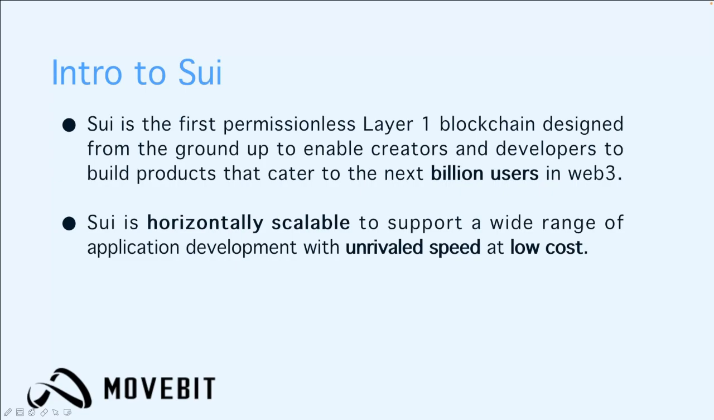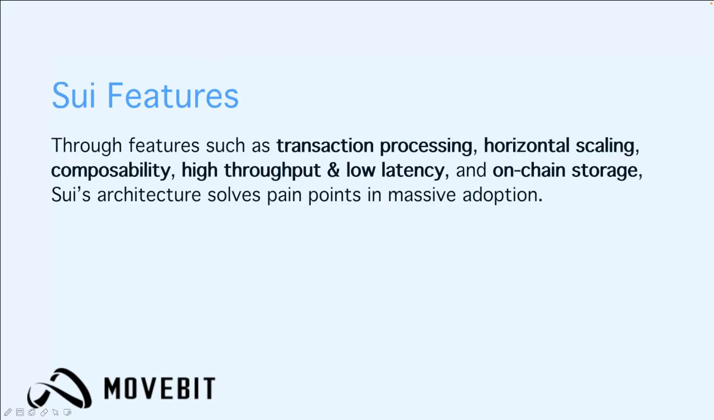Sui is a permissionless layer 1 blockchain designed to be both developer and user-friendly. It is horizontally scalable to support a wide range of application development with unrivaled speed at low cost. Next, we'll introduce some novel features of Sui, such as transaction processing, horizontal scaling, composability, high throughput, low latency, and on-chain storage. Sui's architecture solves pain points in massive adoption. We will explain those features one by one.